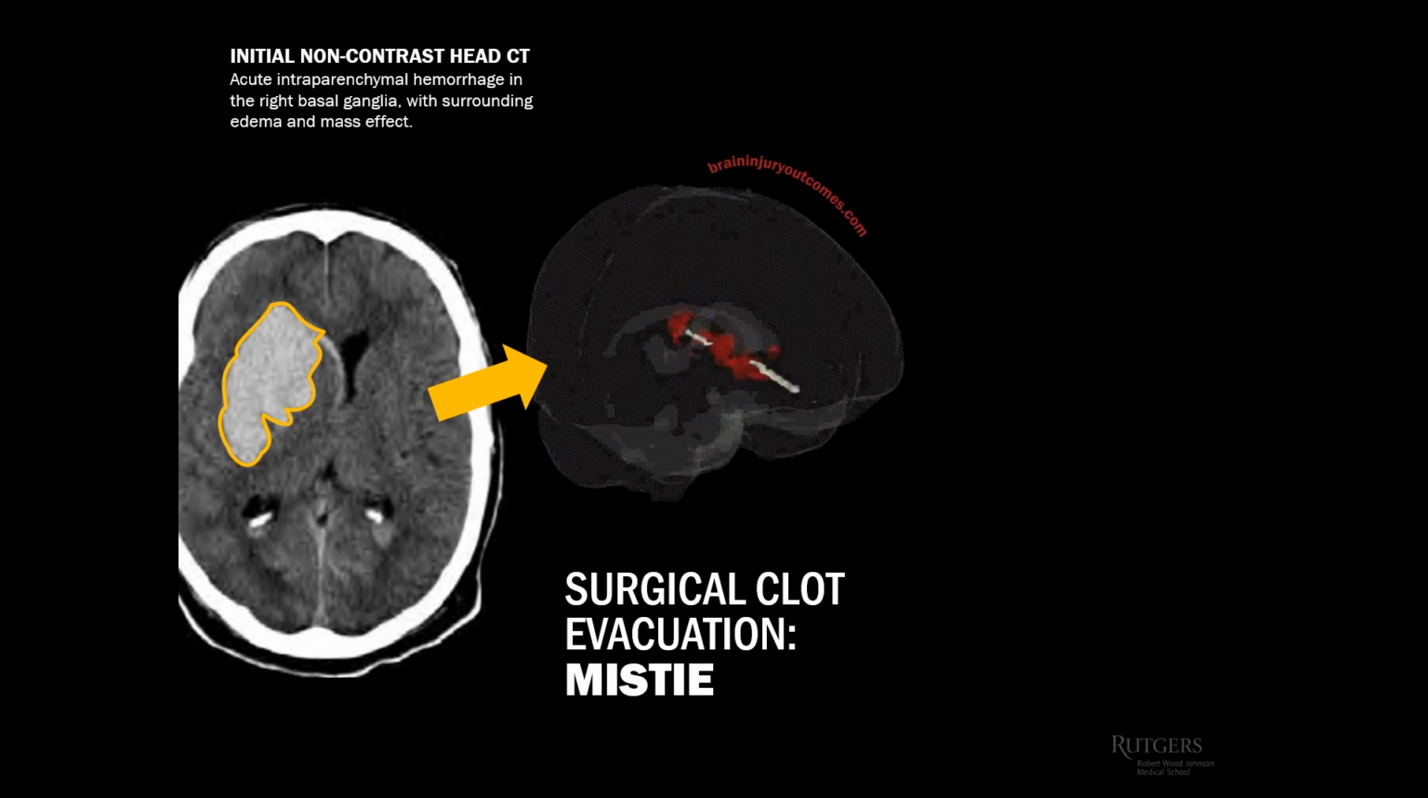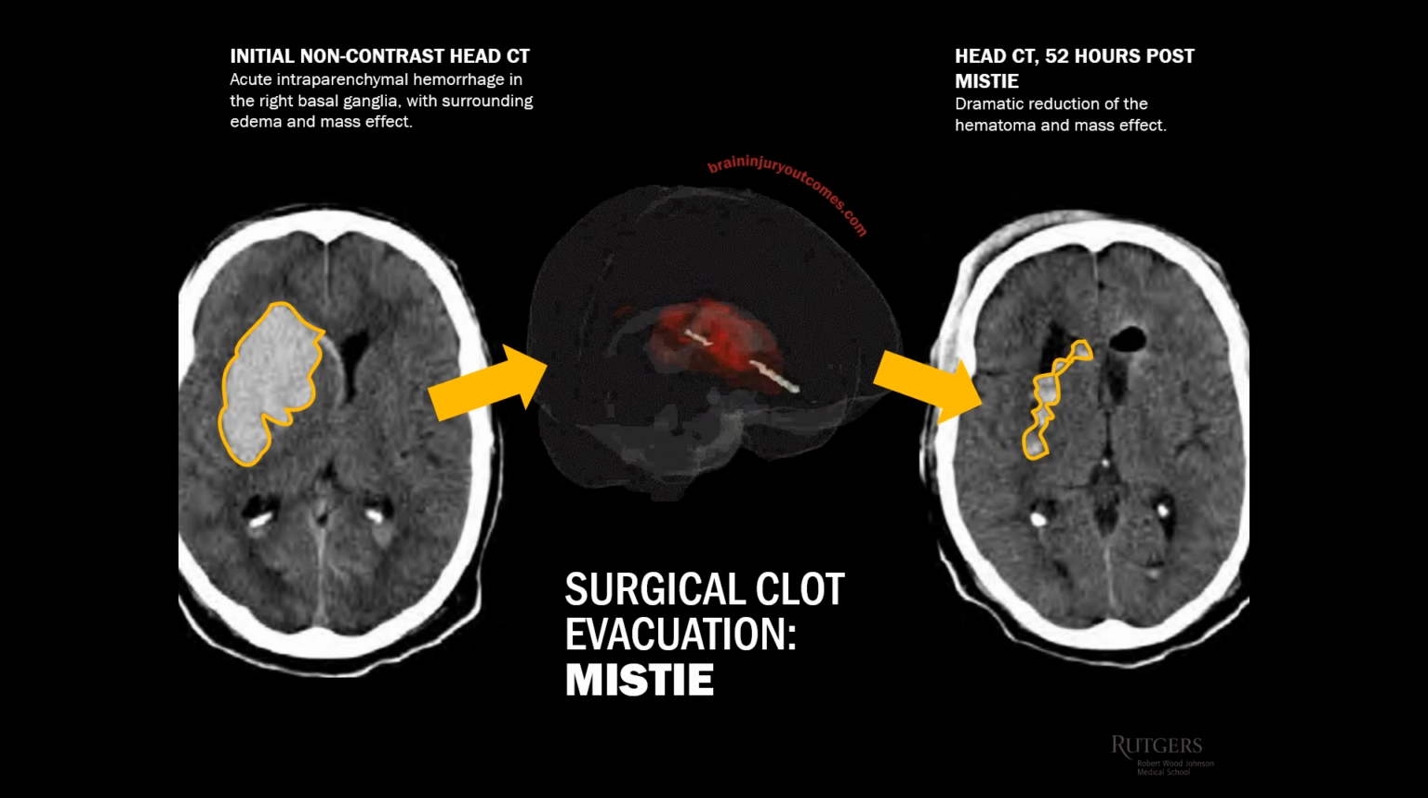Now, I know what you're thinking. Am I crazy? Didn't I just say not to give TPA to hemorrhages? It used to be that a student would fail a rotation immediately for suggesting such an action, but it's a brave new world now. So as you can see, over the course of several days, the hemorrhage is drained out. As a result of this procedure, there's a dramatic reduction in the hematoma size and mass effect.